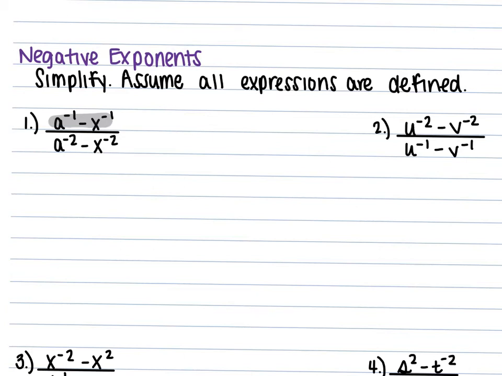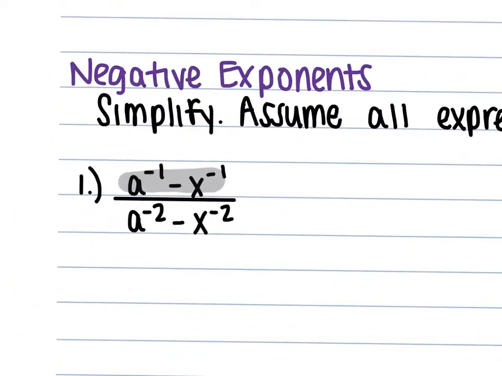Because a to the negative first power and negative x to the negative first power is being subtracted, we can't just move them to the other sides without a little bit of manipulation. But actually, we can make this look just like what we did yesterday.